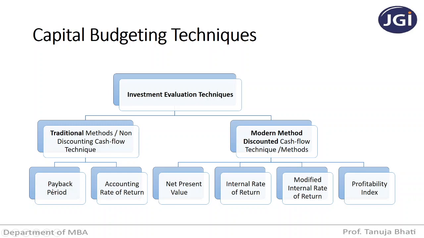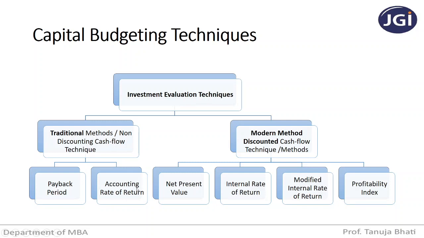Next is accounting rate of return. This accounting rate of return is also coming under the traditional method of capital budgeting technique, and it is also known as the rate of return on investment. Accounting rate of return is also known as return on investment, that is ROI.